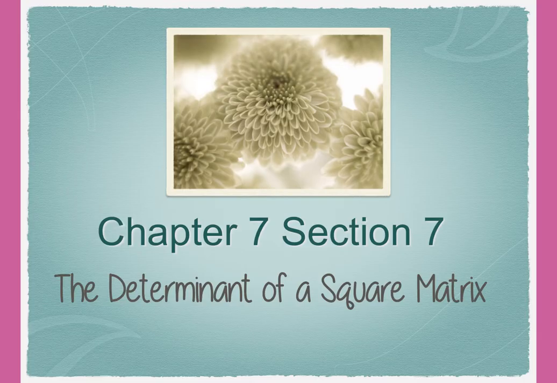All right, so we're going to do 7.7 between today and tomorrow, okay? It's called the determinant of a square matrix. We're going to learn what we already know, which is the determinant of a 2 by 2. And then tomorrow, we're going to do minors and cofactors today, and then we'll do 3 by 3 tomorrow.